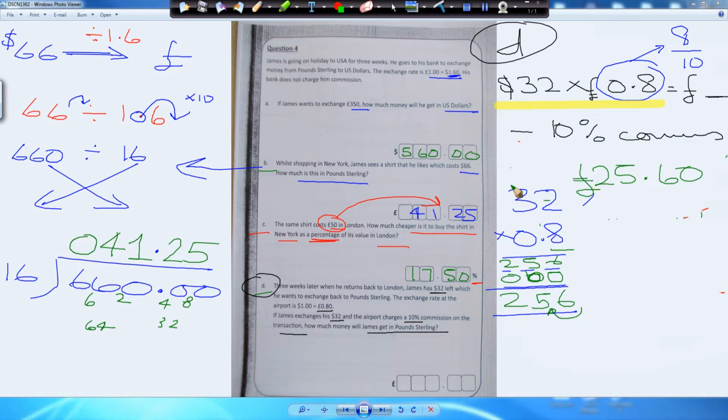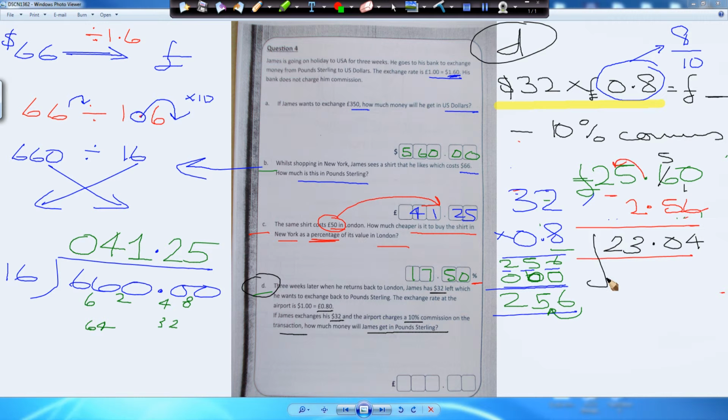But we have to minus from that 10%. He's losing 10%. What is 10% of £25.60? To work out 10%, what we do is simply divide it by 10. That gives us £2.56. Right. So £25.60 minus the 10%. If you have to borrow here, 10 take away 6 will give you 4. 0 take away nothing gives you nothing. 5 take away 2 will give you 3.